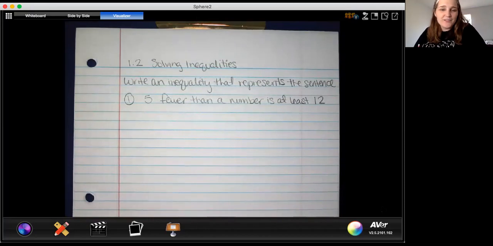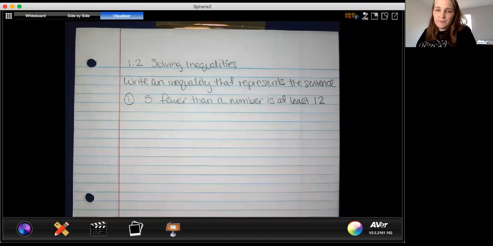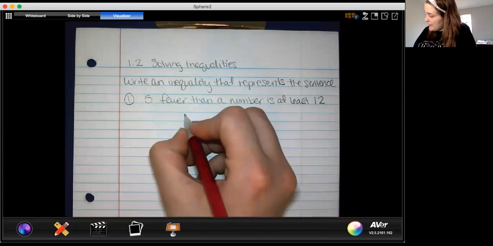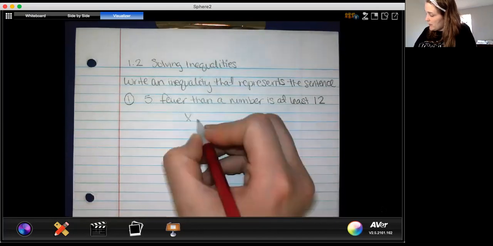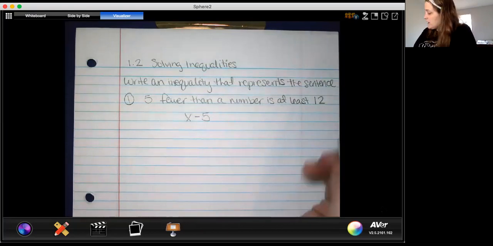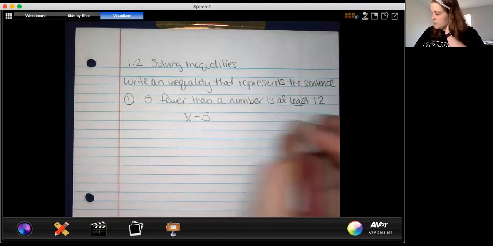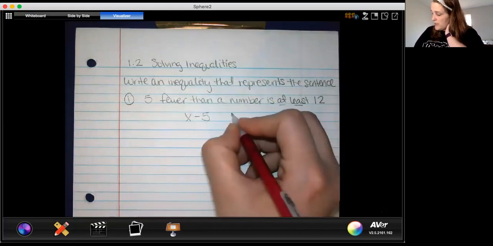So first thing that we do is we have from a number. Now that number can be anything, but you want to think of a variable. So I'm going to go ahead and say x, and 5 fewer than that number would be x minus 5. Then we have at least 12. Okay, so some symbol and then 12.